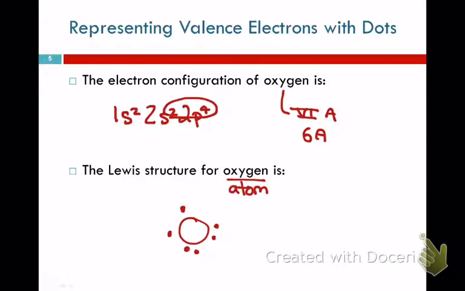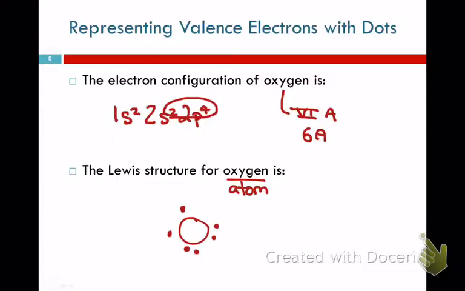And 1 dot for every valence electron. Now, do you see the order I did that in? I just started on one side, go back through it. I started on one side, and I just went in order, clockwise.